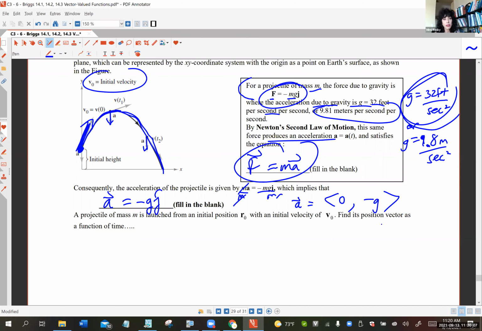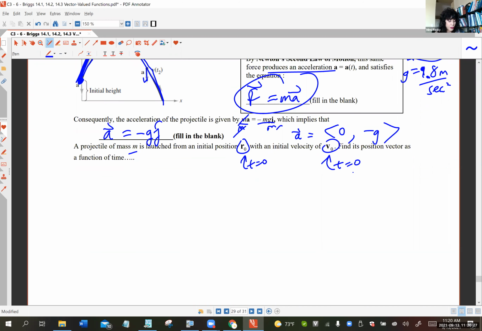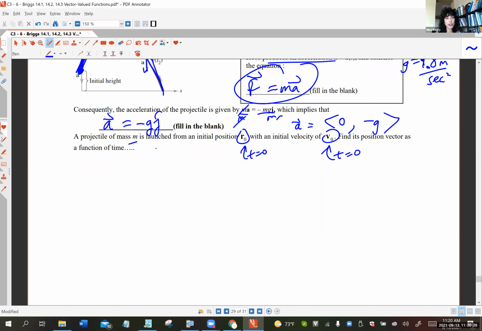So now let's do solving differential equations. Let's say you have a projectile of mass m. It's launched from an initial position. So this is at time t equals 0, r naught, that's a vector. And let's say it has an initial velocity. Initial velocity means at time t equals 0. And we want to find its position vector as a function of time.